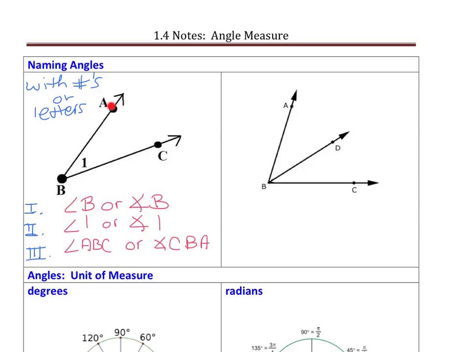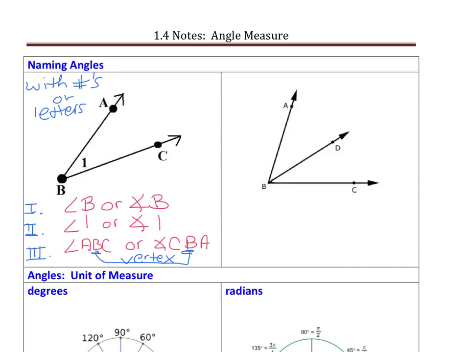So ABC or CBA, what do you notice? That vertex, that common endpoint, has to be in the middle. So that order does matter. Now looking over here to the right, you can see that there's multiple angles going on here.